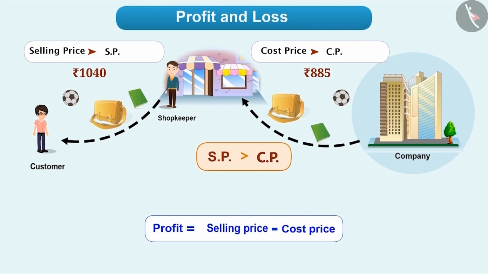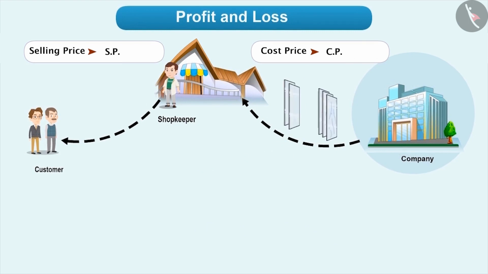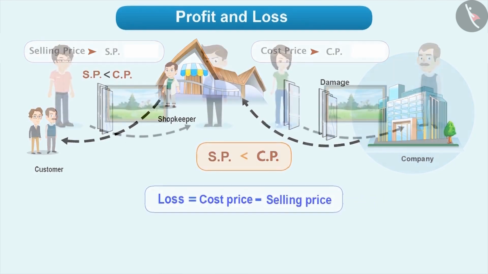Absolutely correct. This is not possible in every situation. For example, a shopkeeper purchased some mirrors from a company, but during transportation, the glass of some mirrors got damaged. Then, in this situation, it becomes compulsory for him to sell the mirrors at a price lower than the cost price. In such a situation, he has to suffer a loss. We can say that if the selling price is lower than the cost price, then it is called a loss, which is equal to the cost price minus selling price.